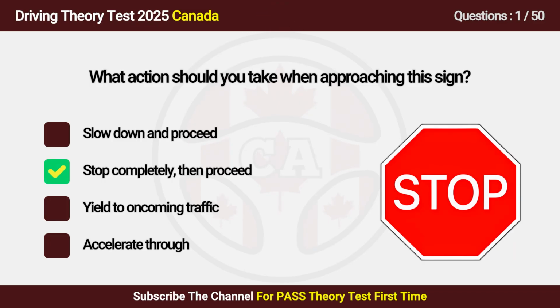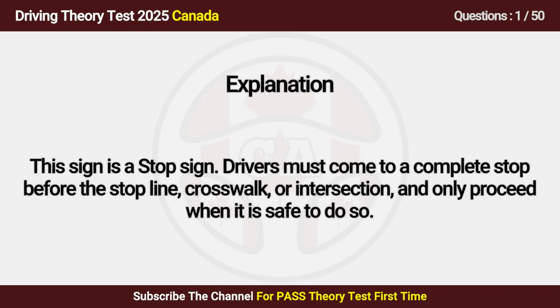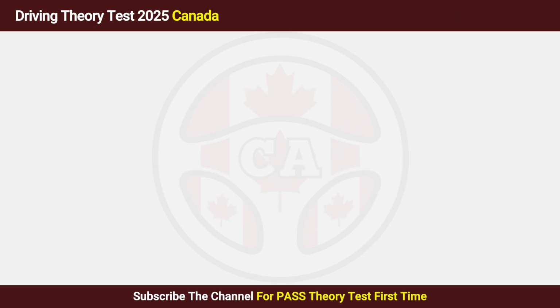Answer is B. Stop completely then proceed. This sign is a stop sign. Drivers must come to a complete stop before the stop line, crosswalk or intersection, and only proceed when it is safe to do so.